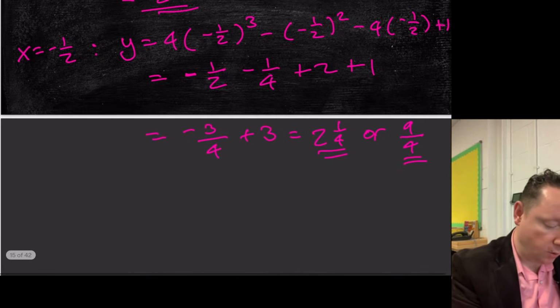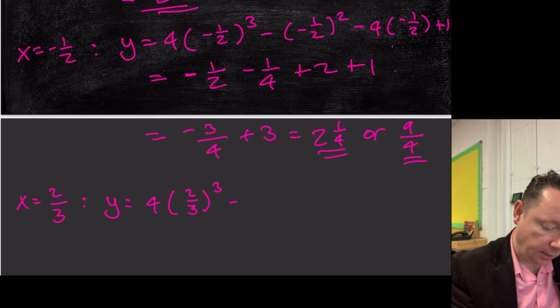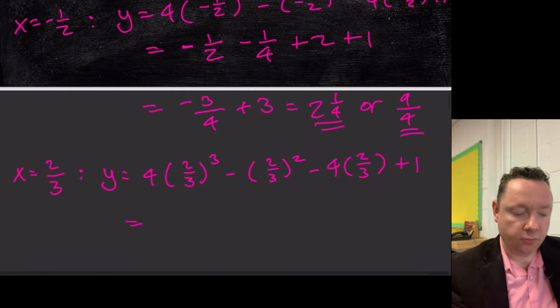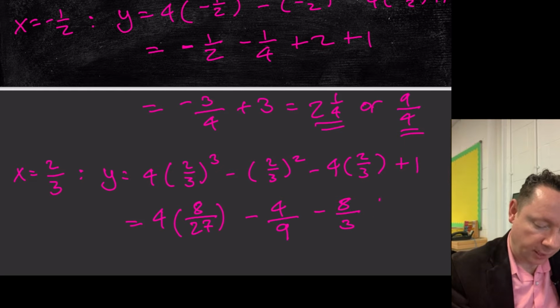Now checking our last one, x equals 2/3 was the other turning point. So y equals 4 times 2/3 cubed, minus 2/3 squared, minus 4 times 2/3, plus 1. 2 twos are 4, times 2 is 8. So that's 4 times 8 over 3 threes are 9, times 3 is 27. 2 twos are 4 and 3 threes are 9. 4 twos are 8 over 3, plus 1.